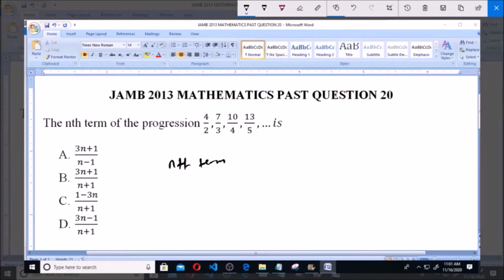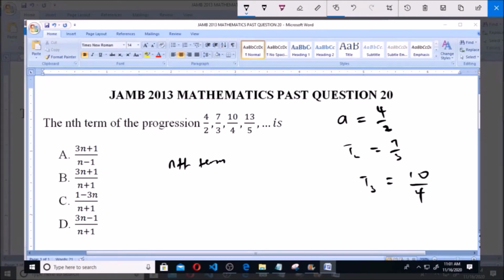Then we can simply say, okay, since this is the first term, a is equal to 4 over 2. Now the second term T2 is equal to 7 over 3. Now let's look at it. We'll see that, okay, for the first term we have 4 over 2, then for the second term we have 7 over 3. Now for the third term T3 we have 10 over 4.